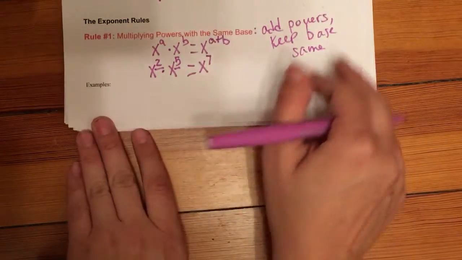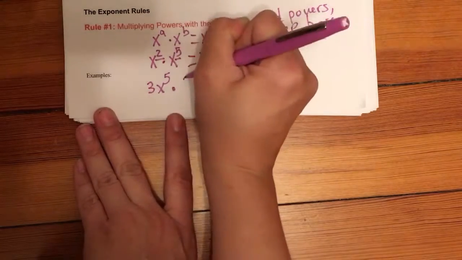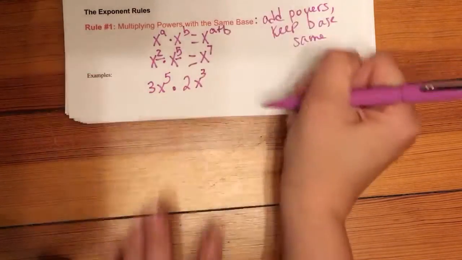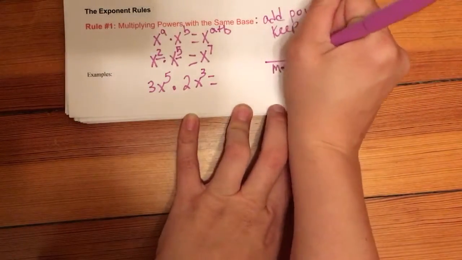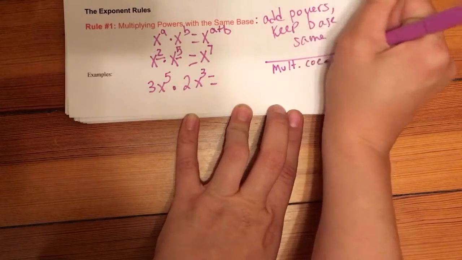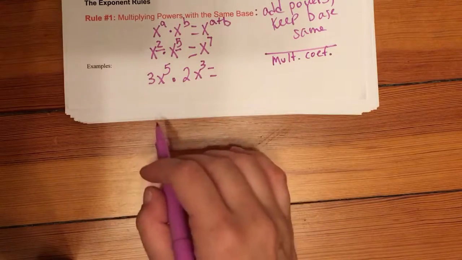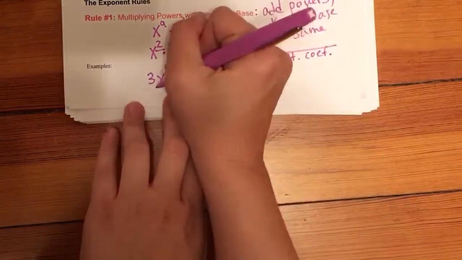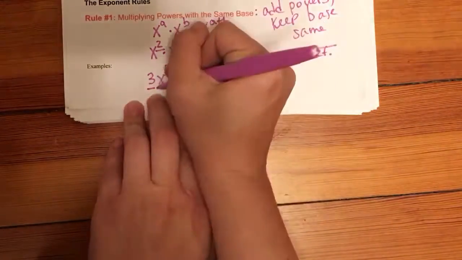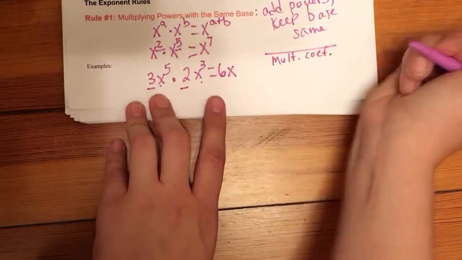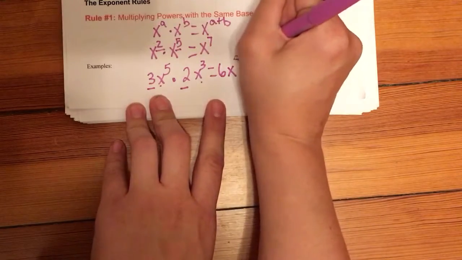Something that might come up is that you have something like 3x to the 5th times 2x to the 3rd. Okay? In this case, you need to make sure that you multiply the coefficients. The coefficients in this case are 3 and 2. So before you add the exponents, you're actually going to multiply these coefficients. 3 times 2 is 6. My bases are x, so we're going to keep x the same. And then we add the exponents. 5 and 3 is 8.